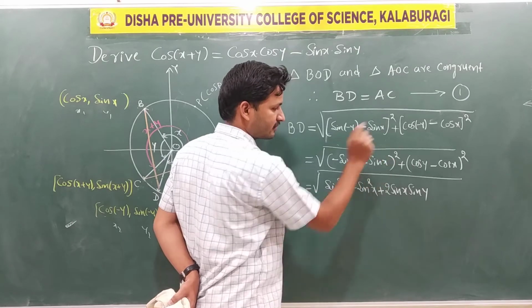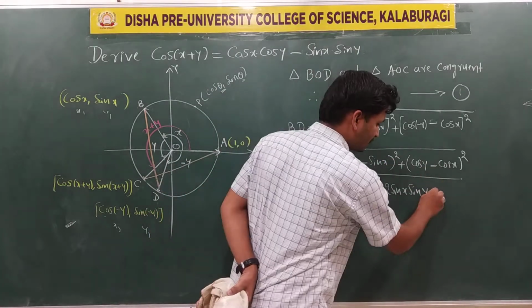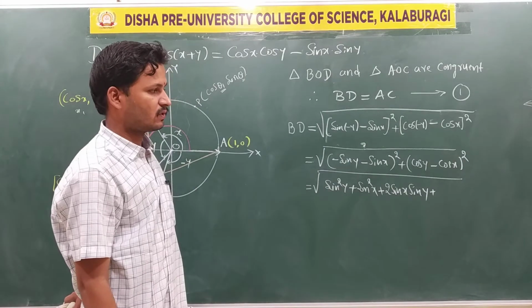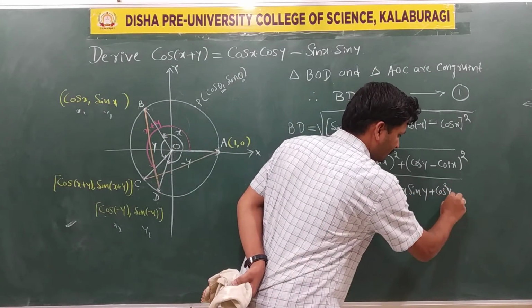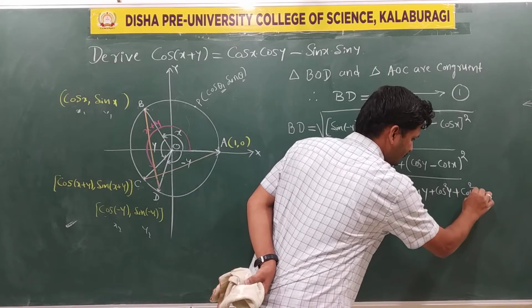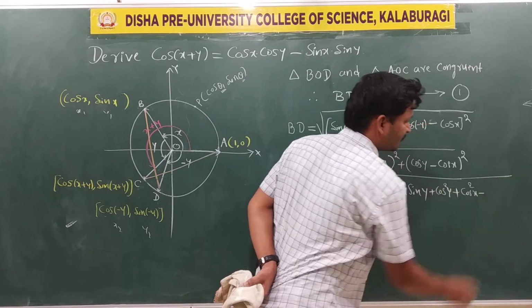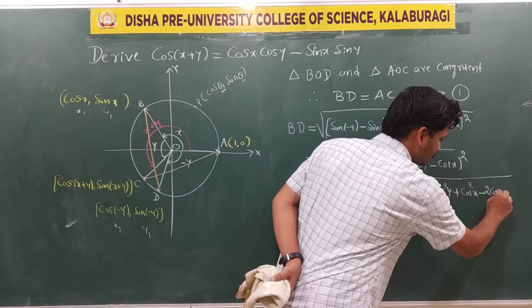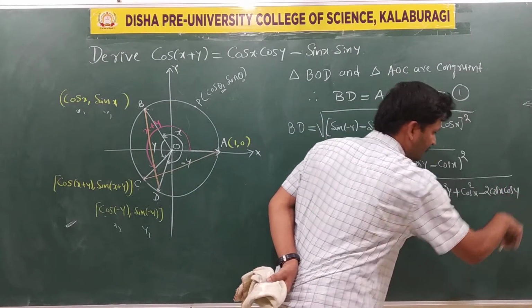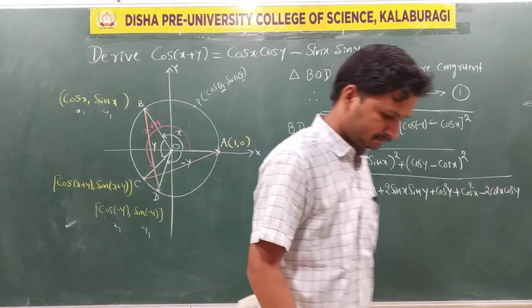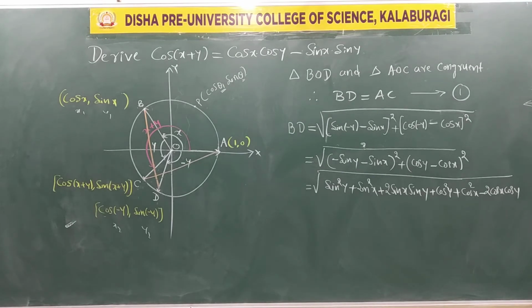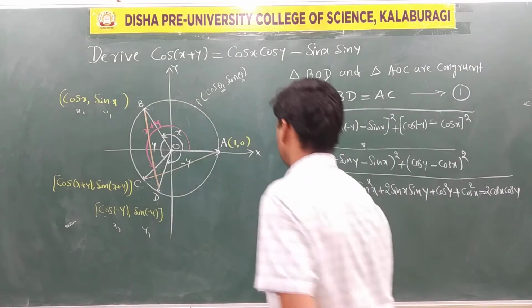So (a plus b) whole square form. Then next here plus (cos y minus cos x) whole square, that is cos square y plus cos square x minus, by the (a minus b) whole square formula, that is minus 2 cos x into cos y. Okay, minus 2 cos x into cos y.